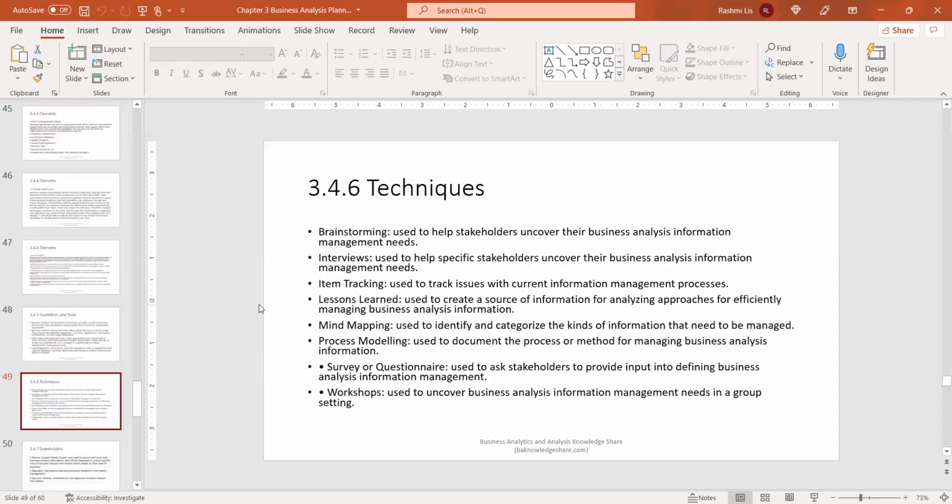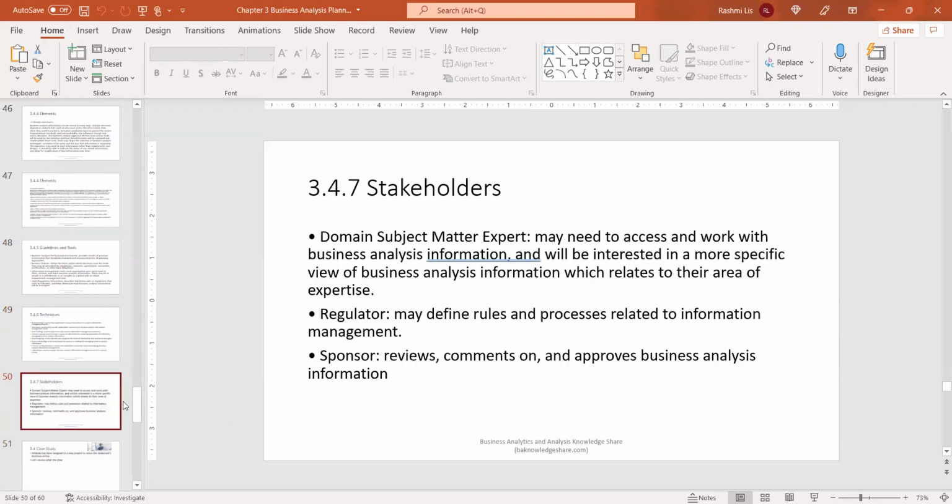Some of the techniques used here are brainstorming, interviews, item tracking, lessons learned, mind mapping, process modeling, surveying or questionnaire, as well as workshops. So those are some of the techniques that can be used over here.